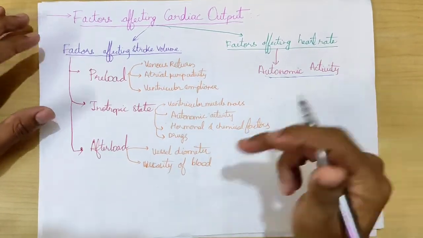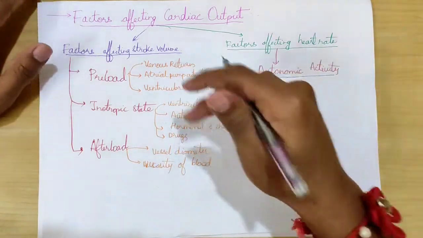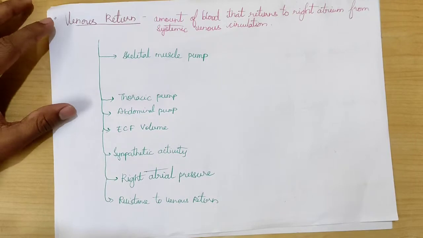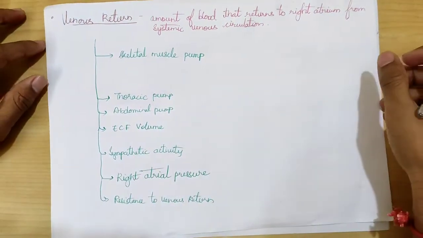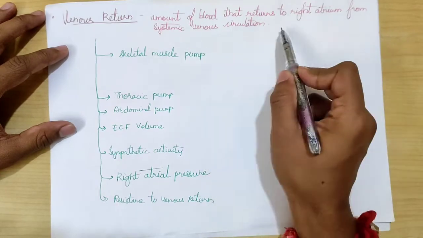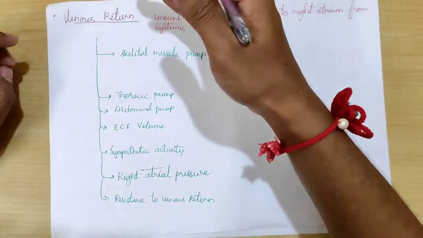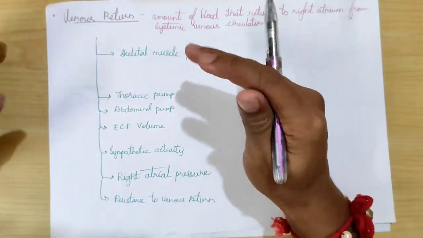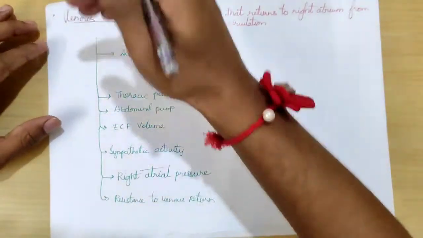So we will discuss these points one by one. The first one is the venous return. The venous return is the amount of blood that returns to the right atrium from the systemic venous circulation. So venous return comes under the preload. Under the venous return also there are many other factors which affect it.